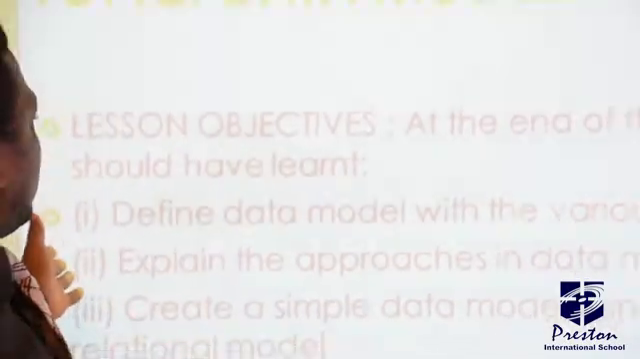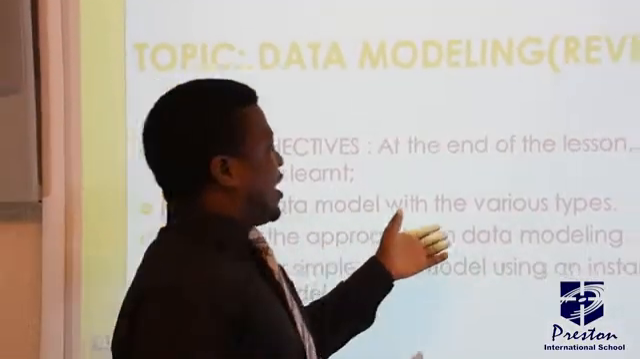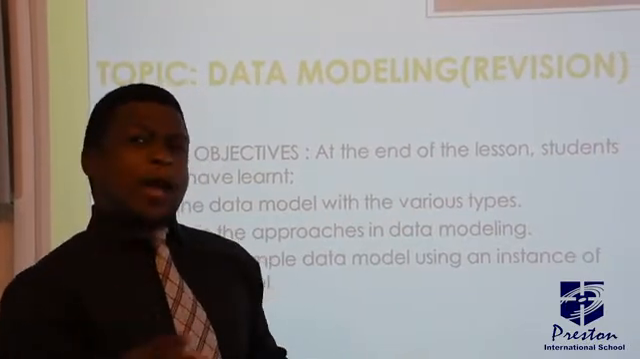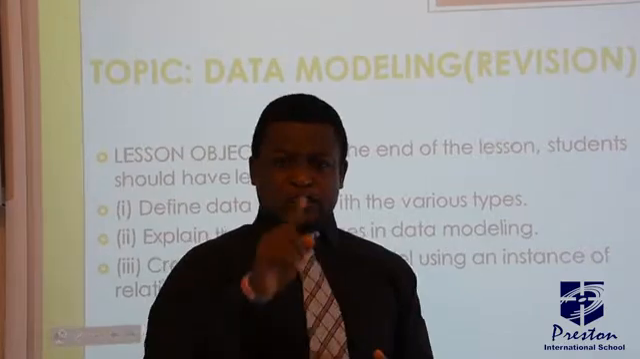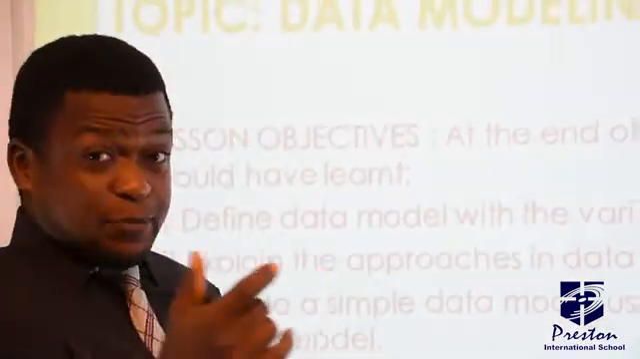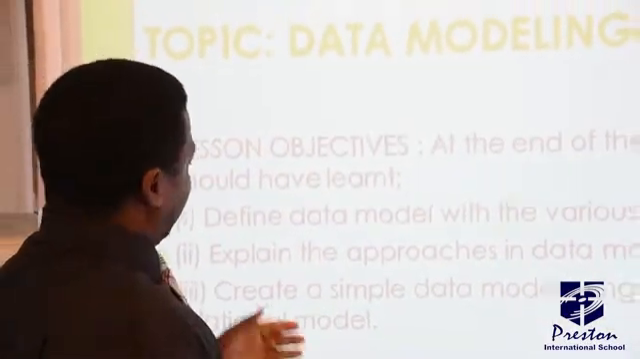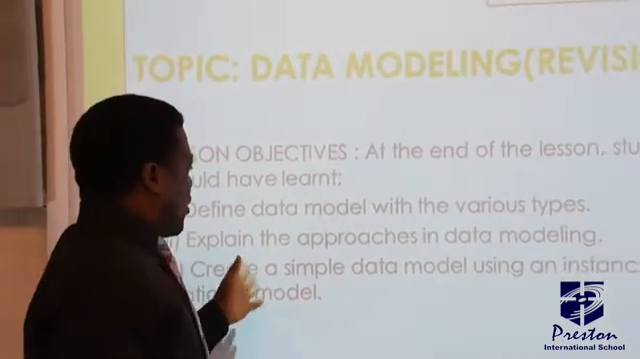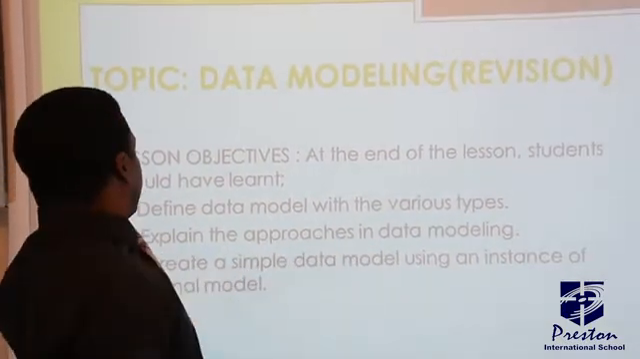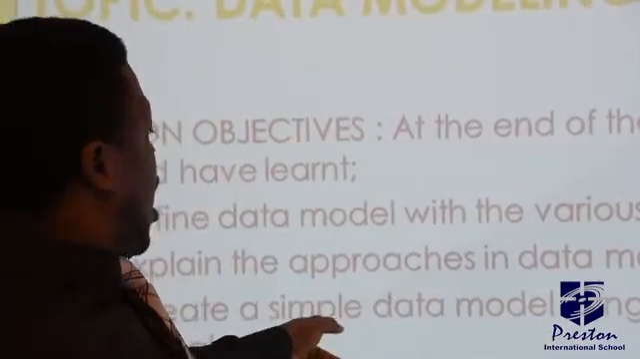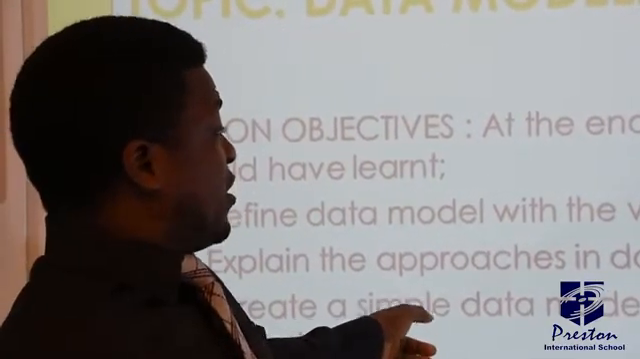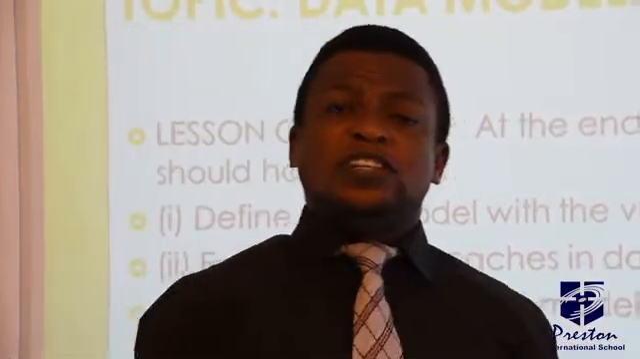All right? The second objective says to explain the approaches in data modeling. Okay, there are 3 approaches. You have the logical, you have the conceptual, and the third one, I will keep it, you find out yourself. As I'm explaining, you should be able to recollect. And the last objective we'll be looking at is creating a simple data model using an instance of relational model. So when you get to your Google Classroom, I'll be giving you an instance here to create a data model for me using a relational model.